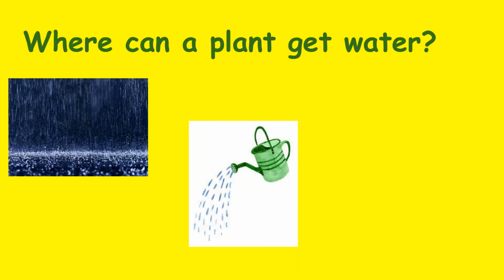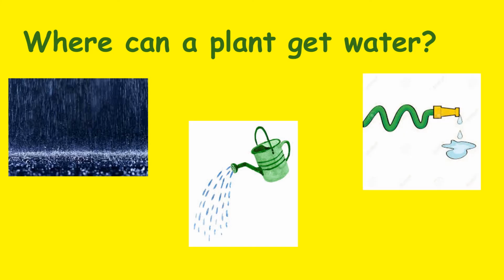Another way, if it's a plant that you have in your house or if you grow it outside, you can use a watering can or a hose to water those plants.